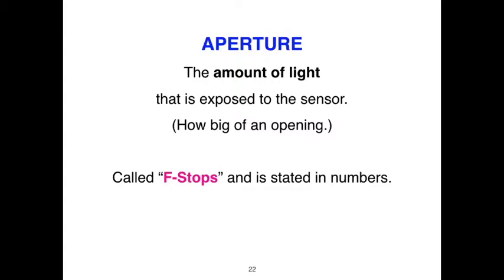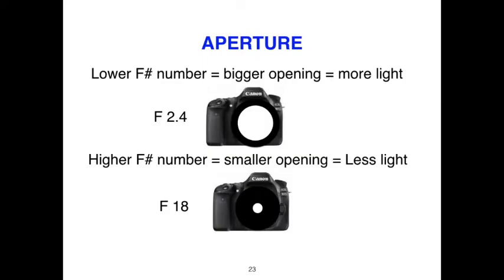The aperture controls the size of the opening in the lens and thus controls the amount of light that gets into the camera by the size of the opening, whereas the shutter controls light by time. The aperture settings are measured in numbers in what we call f-stops. The lower the f-stop number, the bigger the opening and more light enters the camera. A higher f-stop number means a smaller opening and less light enters the camera.